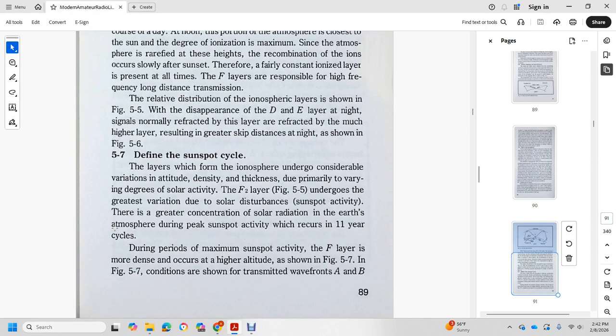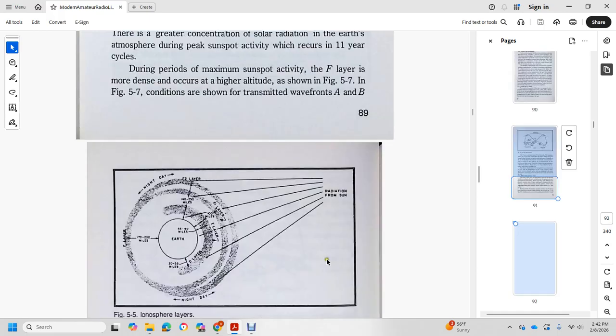Define a sunspot cycle. Layers in the ionosphere undergo considerable variation in altitude, density, and thickness due primarily to varying degrees of solar activity. The F2 layer undergoes the greatest variation due to solar disturbance or sunspot activity. There is a great concentration of solar radiation in the Earth's atmosphere during the peak of sunspot activity, which occurs in an 11-year cycle. During maximum sunspot activity, the F layer is more dense and occurs at a higher altitude, as shown in Figure 5.7, with the transmitted wave fronts A and B.